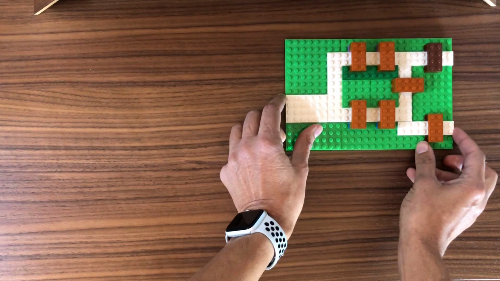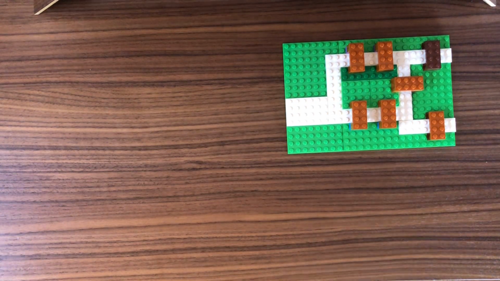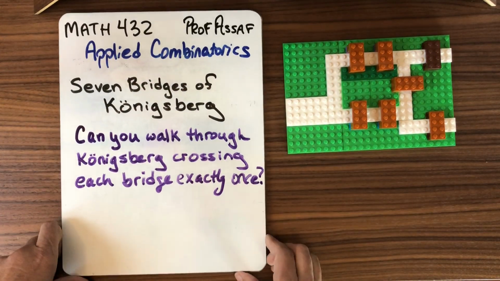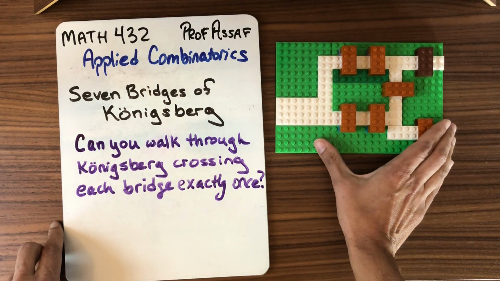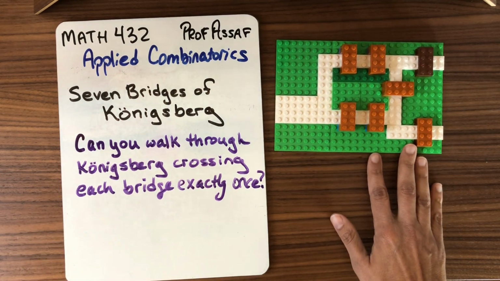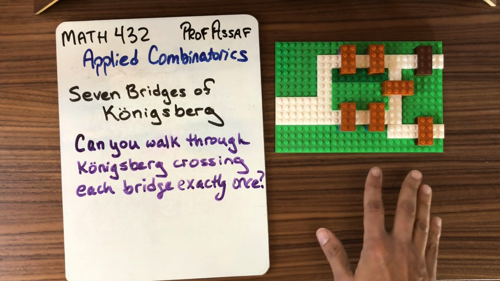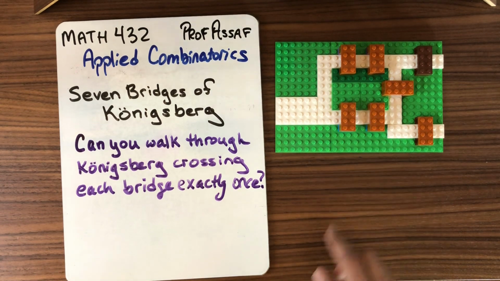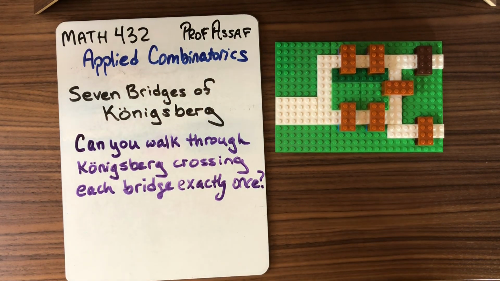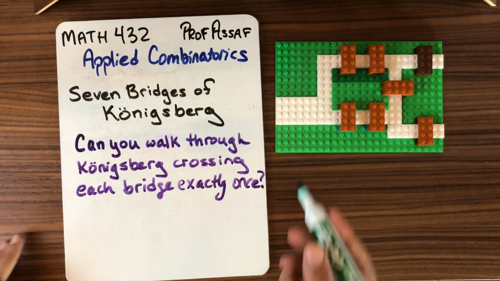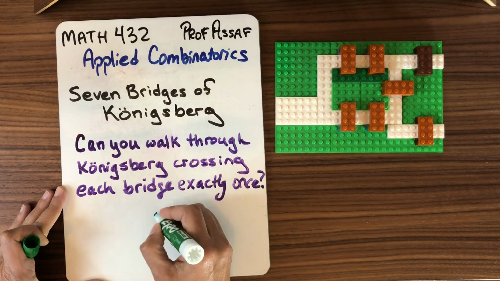So here is a simplified model of Konigsberg. And here's a statement of the problem. The 7 bridges of Konigsberg problem asks, given this configuration of these 7 bridges, how can I cross each bridge exactly once? The way that Euler thought of this is we're going to represent each of the land masses as a vertex on a graph.